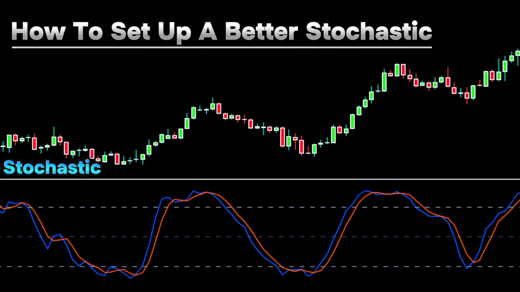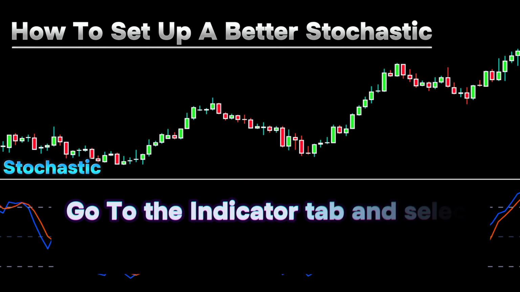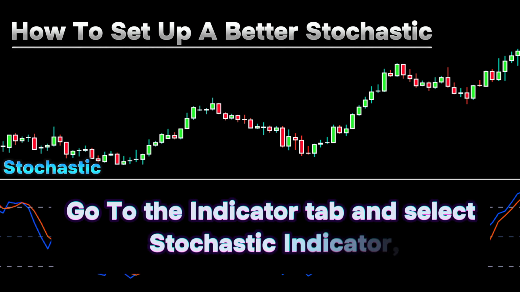The stochastic indicator does not initially come like this when you add it on TradingView or MetaTrader 5. In order to get the stochastic indicator moving smoother like this on your chart on TradingView or MetaTrader 5, follow these steps carefully. In order to add it to your TradingView, go to the Indicator tab and select Stochastic Indicator, and then use these settings.